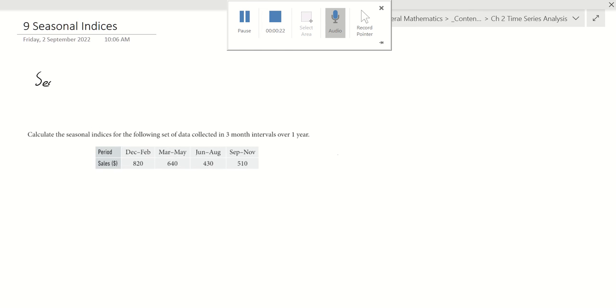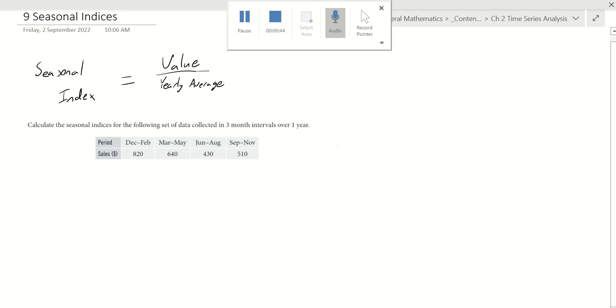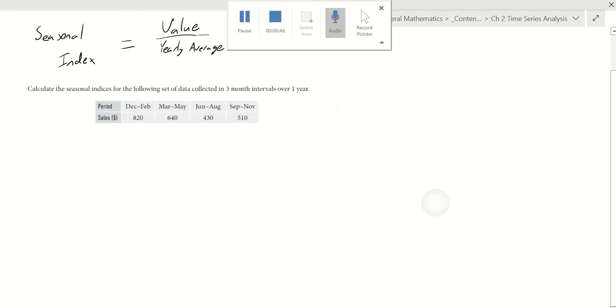To calculate a seasonal index, you take the value for that season and you divide it by the yearly average. What we get is basically a percentage comparison, or a decimal comparison, between the value and the yearly average. Alrighty, so let's have a go at doing it.